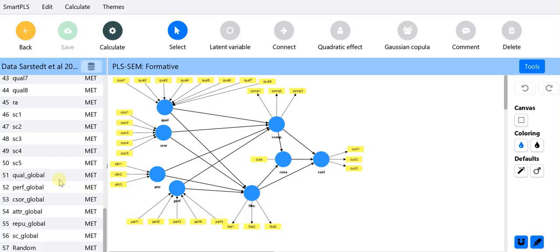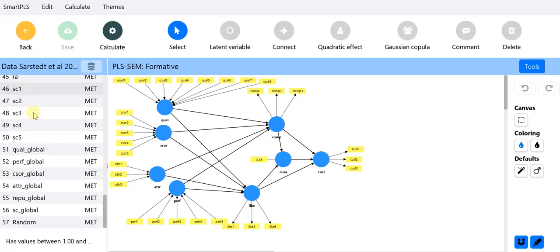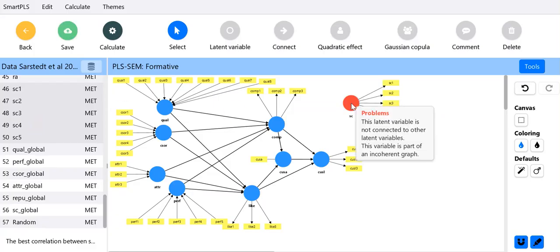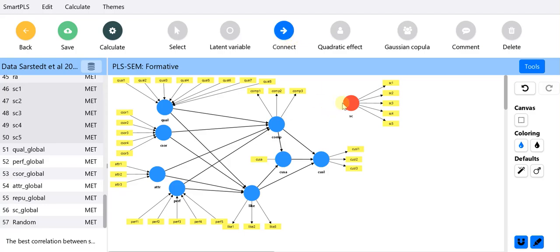Let's add a moderating variable which is considered as switch cost. Okay, so now we are going to add this as a moderator. Now let's try to connect this to the relationship on which you wanted to test. Here I'm trying to see the moderating effect of switch cost on customer satisfaction to that of customer loyalty.